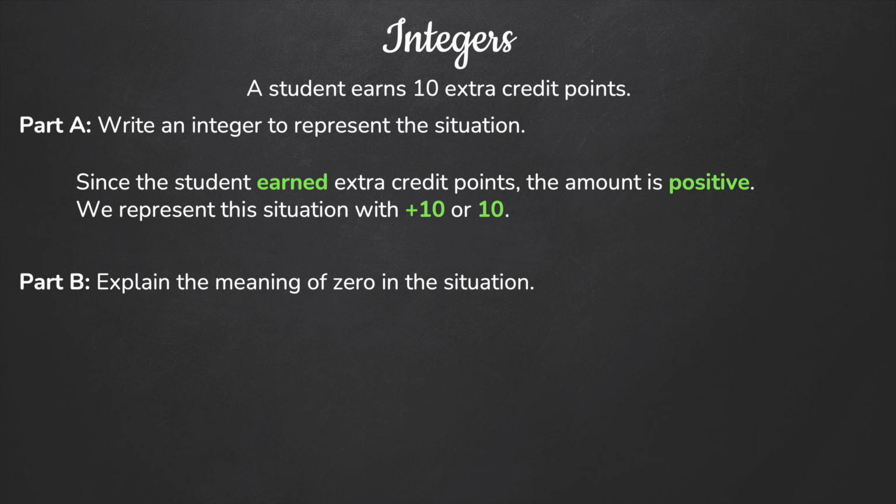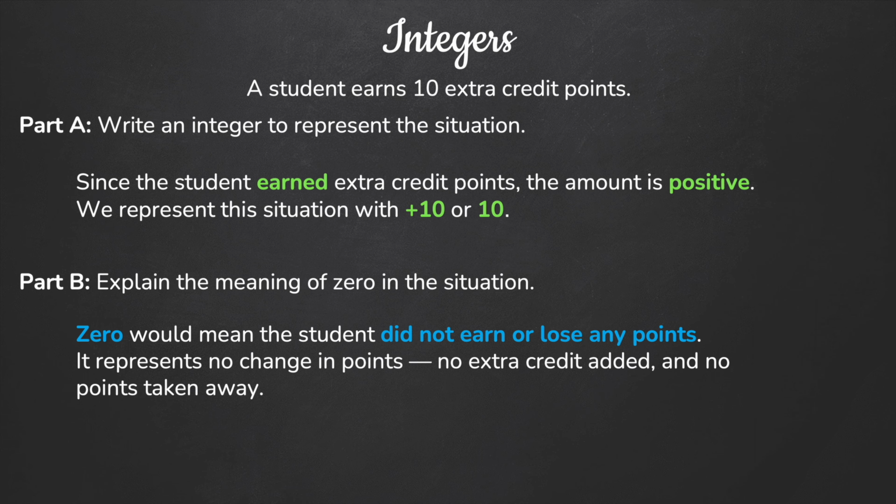Part B says, explain the meaning of 0 in the situation. 0 would mean that the student did not earn or lose any points. It represents no change in points, meaning no extra credit added and no points taken away.